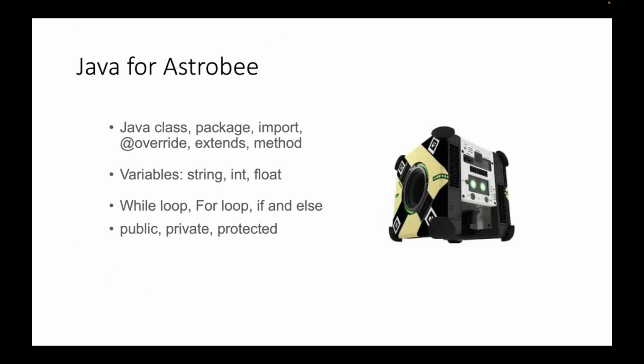So Java for Astro-B. As you know, the Astro-B is just this on the right side. This is the hardware, and it cannot do anything without software. It needs software. So it has internal software, which is written in C, C++, and also C. And it has Python inside, but when you try to give instruction to this robot, you have to go through some module.